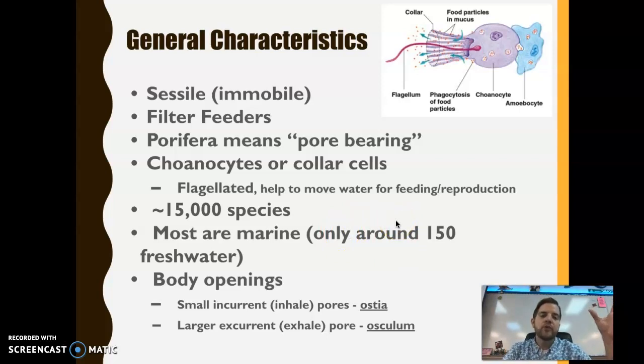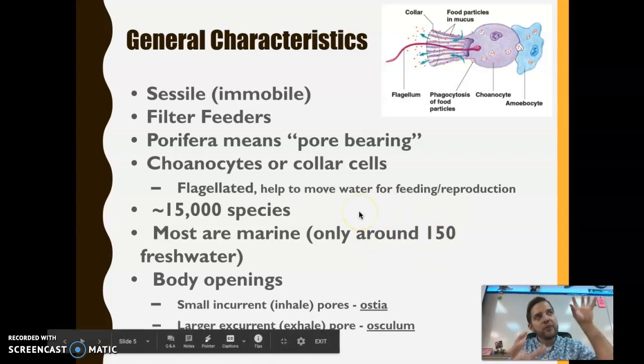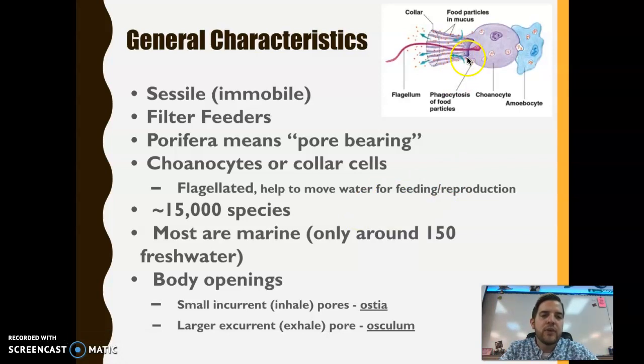They have those pores on the outside and water is pulled into the animal and then it is passed through that collar. As it passes through the collar, it sticks to it. There's a mucus on the collar of the collar cell, or the choanocyte. The food gets stuck in that mucus, and that's how they eat. Once it's stuck in the mucus, it passes back to the amoebocyte, also called the archaeocyte, which we'll see a couple times. That's the actual cell that consumes and survives off of the food.